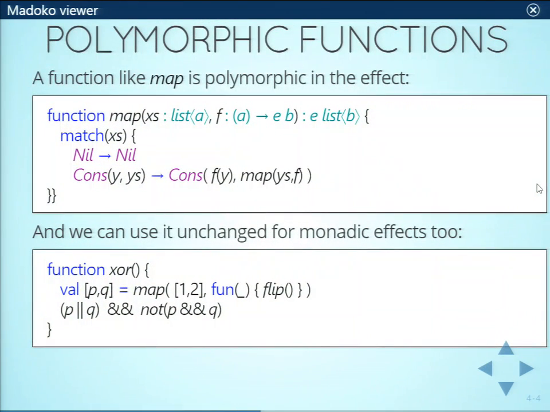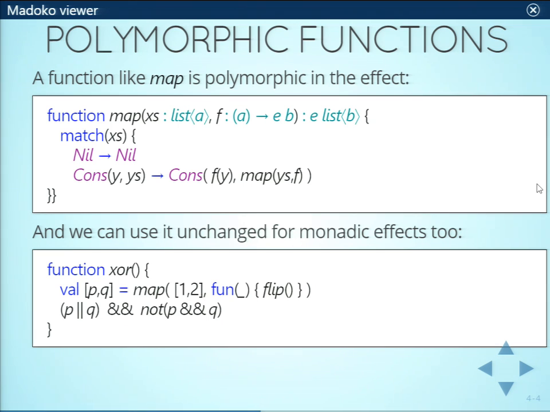It gets a little tricky with polymorphism over effects. Here we see the map function we saw earlier, polymorphic in the effect E, and I switched the arguments too. We would like to use it unchanged for monadic effects too, and that just works. So you can define the XOR function as mapping over some list, doing flip for every element, and then use those P and Q, and it works just fine. So the abstractions keep working even for your monadic effects.